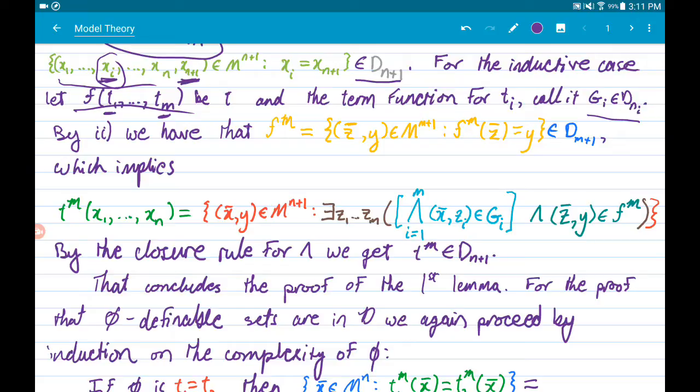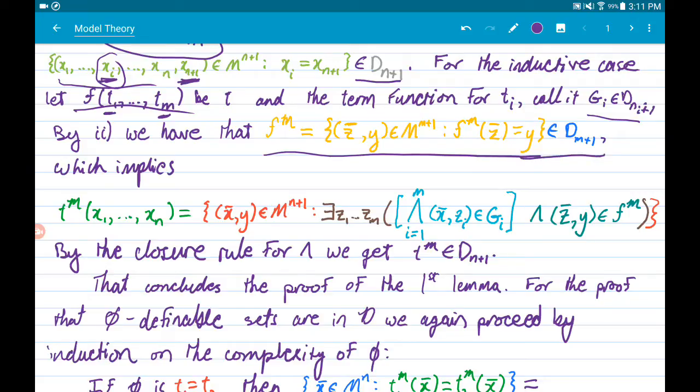And so, or I guess that should probably be D_{n_i+1}. Anyway, from the second clause, we have that for every function symbol, its graph, the associated function and its graph, are in D_{m+1}.